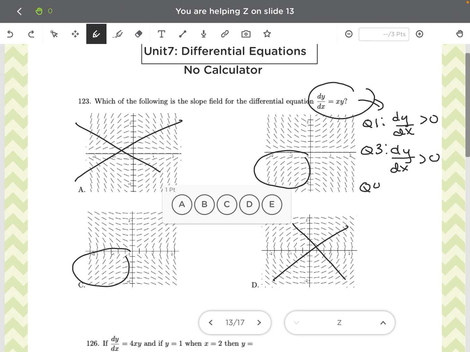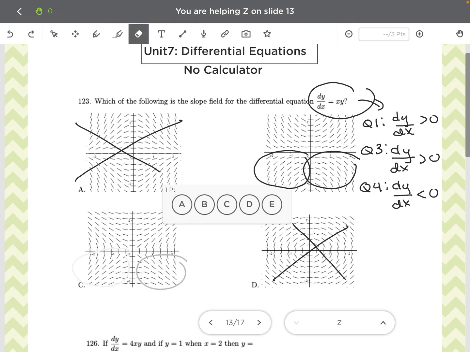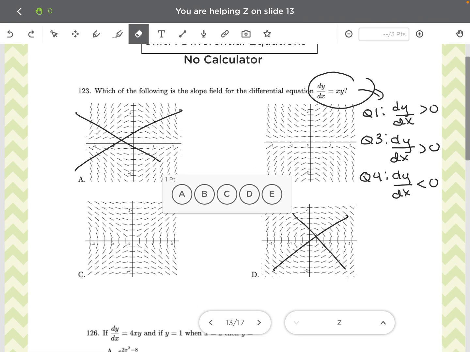Let's try quadrant 4. If I pick a point in quadrant 4, your x is positive, y is negative, so that means your slope should always be negative. But it doesn't look like that helps me. Okay, so I kind of checked through my quadrants, and I'm still down to answer choice B and C. Now you can start looking at some individual points, things like that.